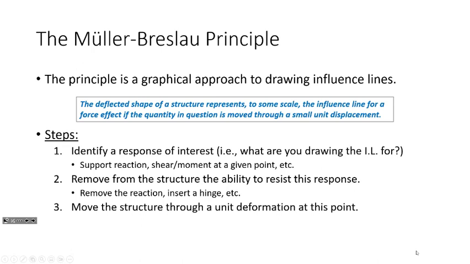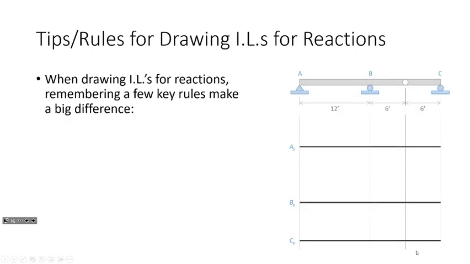The influence line for this structure for that reaction is just that. That's the influence line, okay? That's what it looks like. And I'll show you some further examples of that here in a bit. But that resulting displaced shape is the influence line. Okay? Now let me show you something.